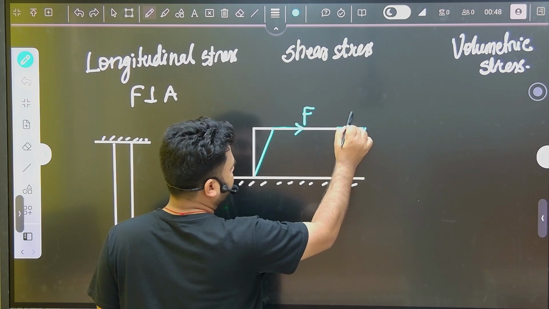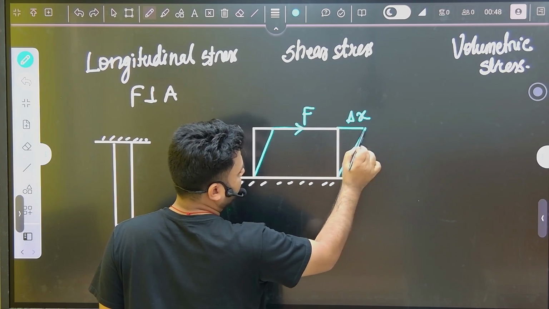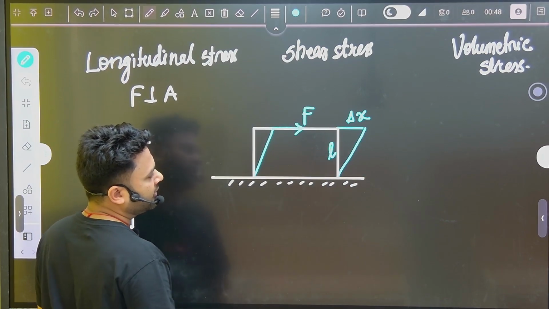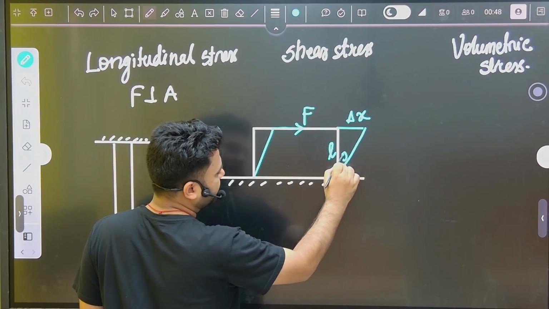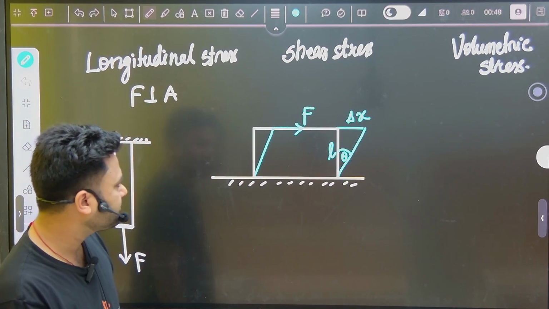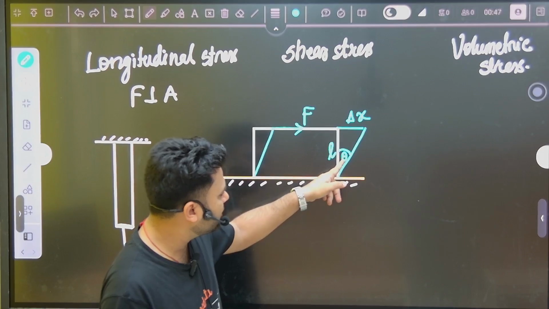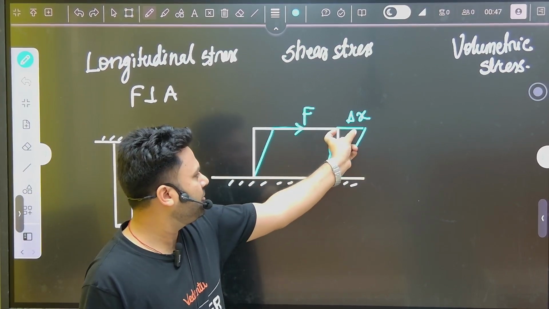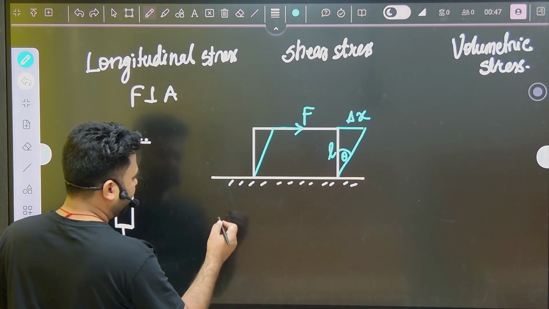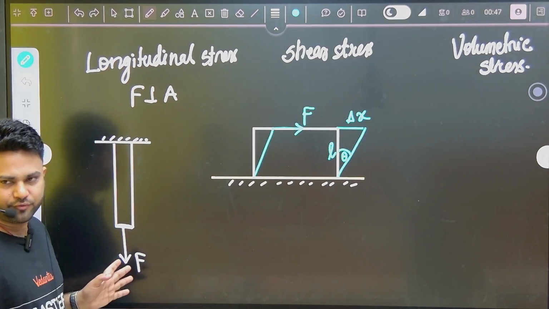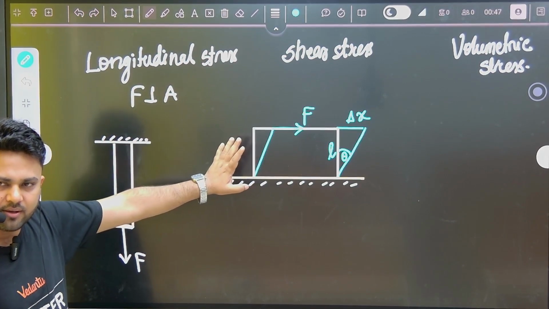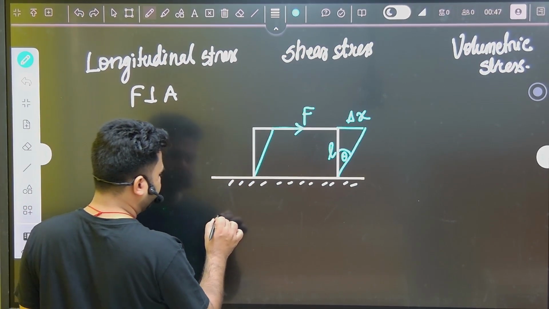Suppose this is delta x, this length is delta x, and this is L, suppose. And this angle, how much it got distorted, is theta. Try to understand. This is the length: how much length increased from here? This is x. Then we define here. See here, you know now stress is force by area. Here also stress will be force divided by area. Same. Here the strain formula.